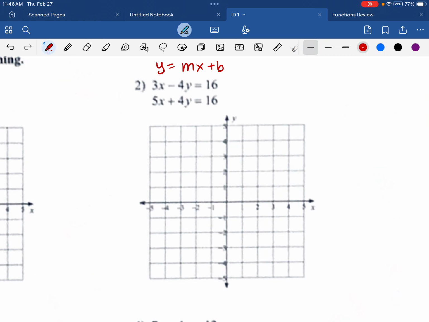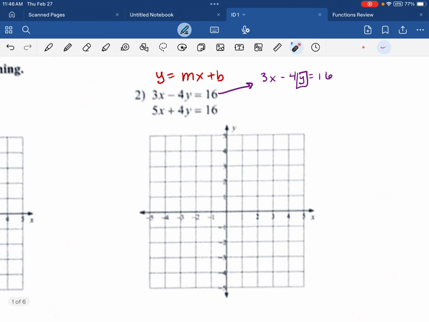Let's start with this first one. I'm going to use purple, I think. All right, so we've got 3x minus 4y equals 16. And I'd like to get y by itself. Well, what's happening to y right now? Looks like we're timesing by a negative 4. I know that because the negative 4 and the y are smushed together, so I know that we're timesing.